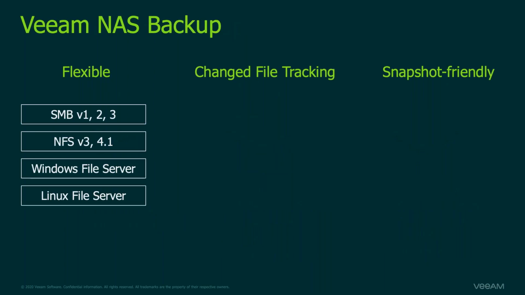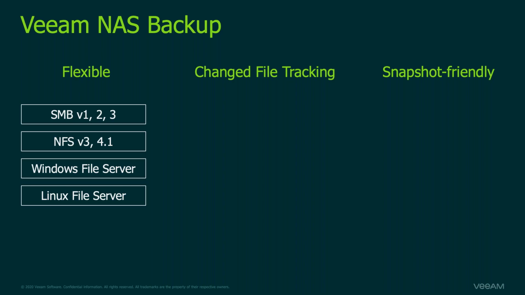Okay, so getting into the three key areas we want to touch on from a NAS point of view. First, I've mentioned flexibility. In terms of flexibility, we know there are a lot of customers or prospects out there that have varying NAS source solutions: SMB versions 1, 2, and 3, and NFS versions 3 and 4.1, which are generally going to be more common.